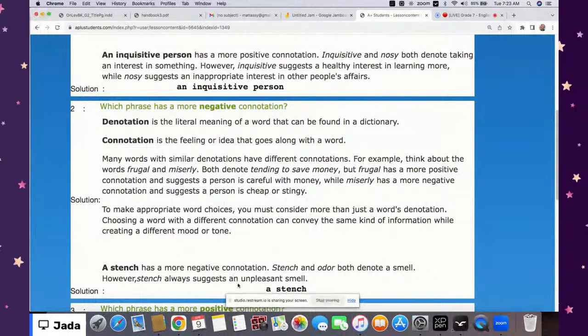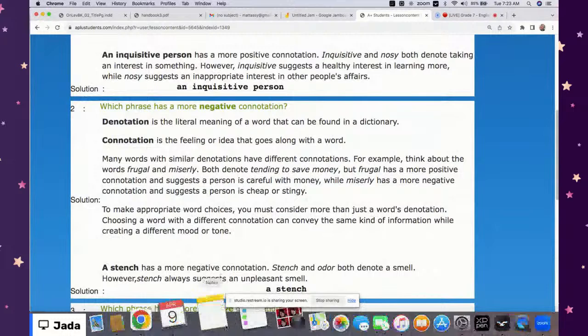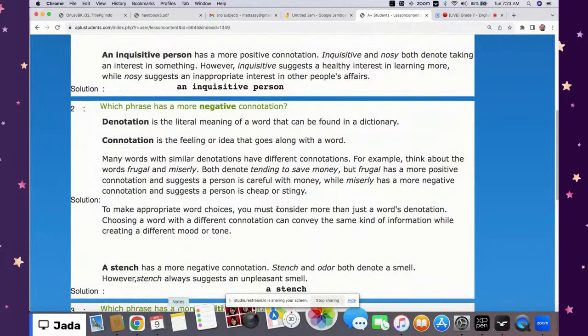Stench and odor both denote a smell. However, stench always suggests an unpleasant smell. Odor and stench both explain that it's a type of smell, but when you say stench, you mean a very bad and unpleasant smell.